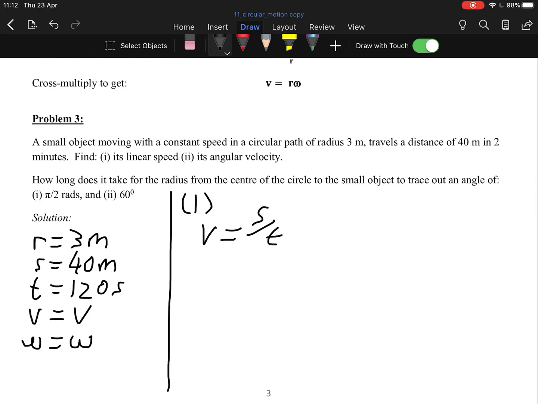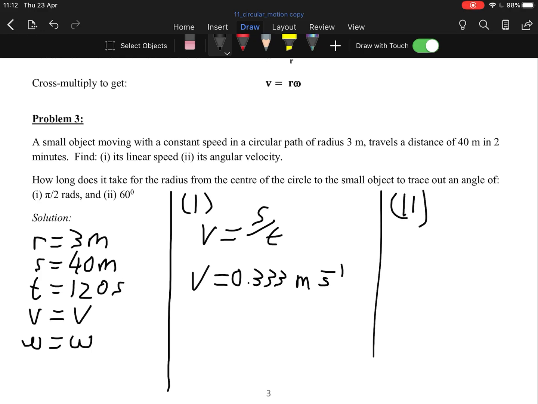So part 1, go to your log tables, state your equation, V equals S over T. Put in your values, so that is 40 divided by 120. So V equals 0.3 continuous. Oh, I nearly said rads there for a second. I got myself confused. That is meters per second.